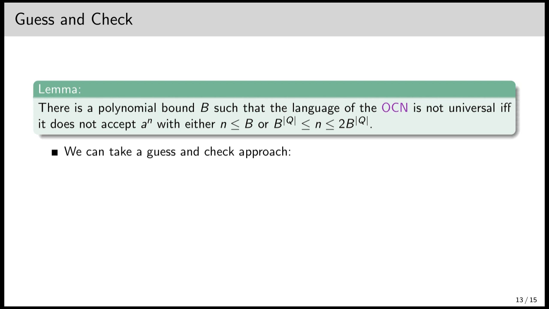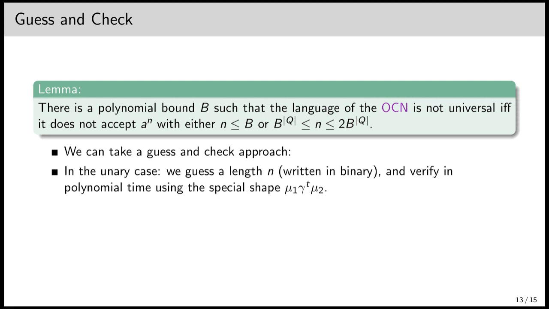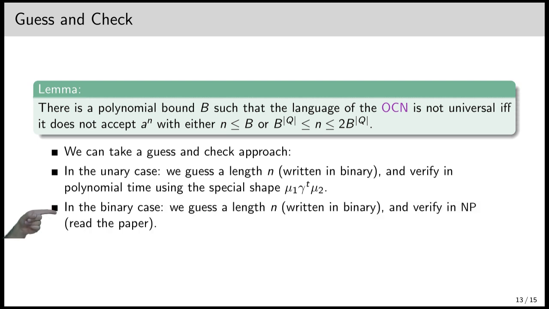but unfortunately the length of the witness can be exponential, even in the unary case. Nonetheless, we're able to prove that for unary encoding we can check the exponential witness in polynomial time, giving us coNP completeness. In the binary case, however, things are more elaborate, and we're only able to prove membership in the second level of the polynomial hierarchy, namely in coNP to the NP.